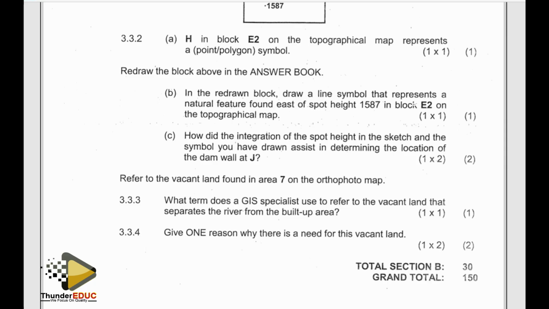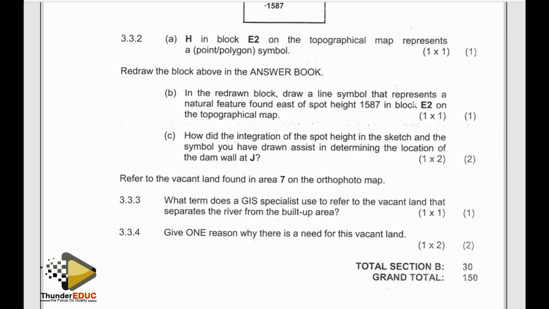Then how did integration of the spot height in the sketch and the symbol we have drawn assist in determining the location of the dam wall? That means it's a river for that matter. It's a stream or a river. How do we integrate a topography layer which is shown by a spot height in identifying the position or the location of the dam wall?